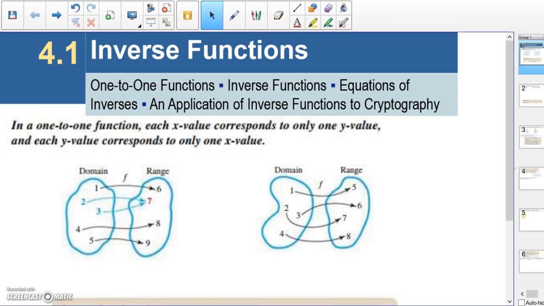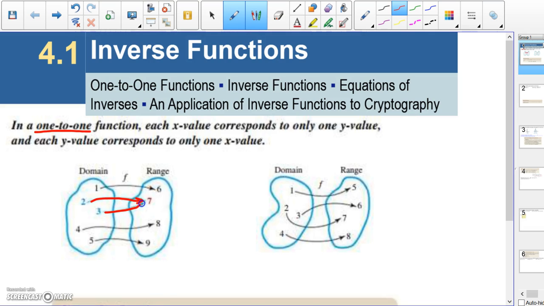4.1 Inverse functions. We start with this concept called one-to-one. In a one-to-one function, each x value corresponds to only one y value, and each y value corresponds to only one x value. All right? One-to-one function. You can see right here in this diagram, this one is the one that causes a problem. Okay? You've got to go back and remember this definition. Each x value corresponds to only one y value.